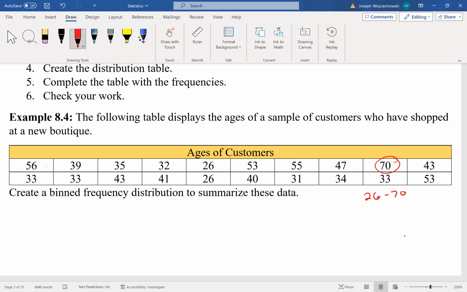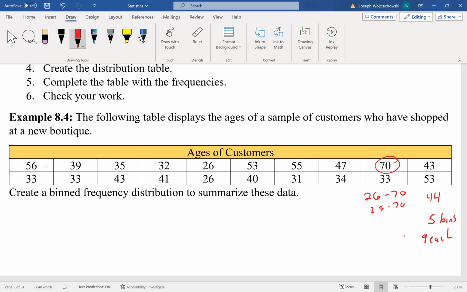So how do I want to arrange? Well, let's see. What's the difference? 44? So we could have, what if we go and make our range from 25 to 70 and have 5 bins, 9 each.